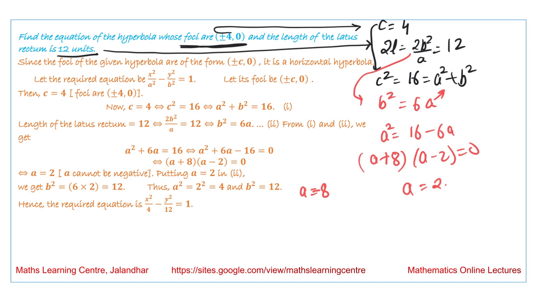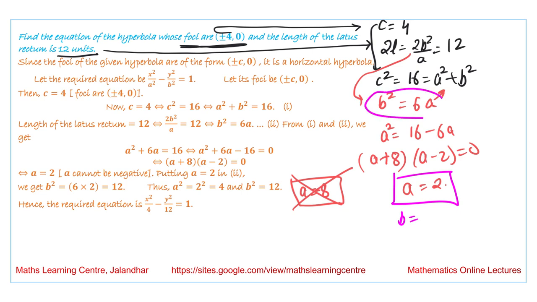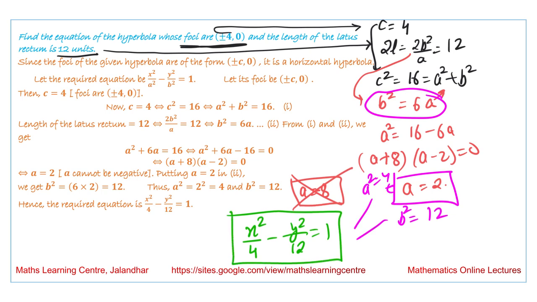So we are less interested in the value a is equal to minus 8 because we know that this a basically represents the length. So we are interested in the positive value. We are writing a is equal to 2, and the value of b square we obtain corresponding to it is 6 into 2, it is 12. So a square we have is equal to 4. So combining both these values we get the equation of the hyperbola as x square over 4 minus y square over 12 is equal to 1. So this is the required equation of the hyperbola.